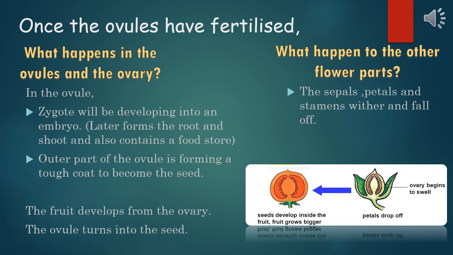Then what happens to the ovary? The ovary begins to swell. You can see in the diagram, because the fruit develops from the ovary. Seeds will be developing inside the fruit. Then the fruit will grow bigger. Then children, what will happen to the other flower parts? The sepals, petals, stamens, they wither and fall off.